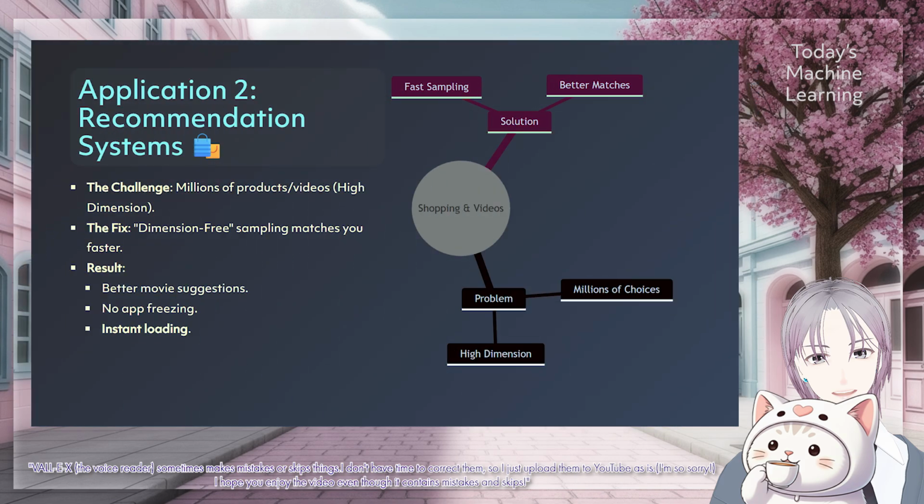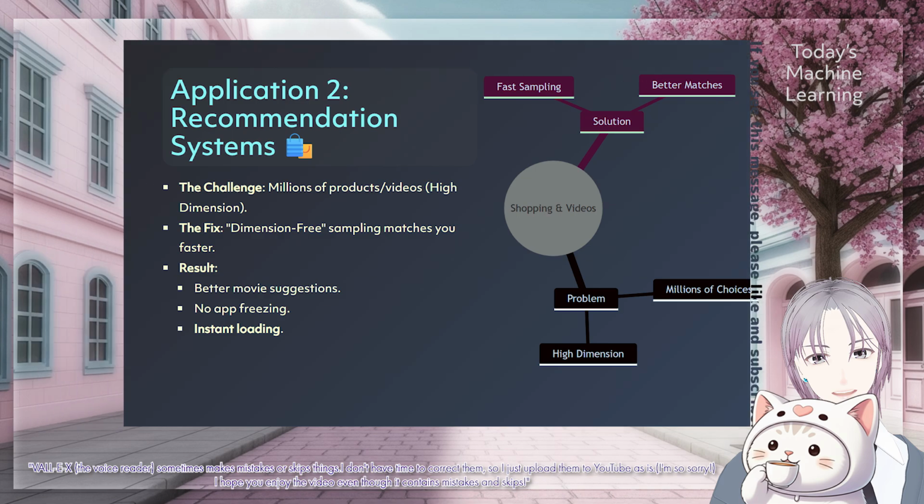Second, think about recommendation systems. When you're shopping online or watching videos on a streaming site, the computer suggests things you might like, right? Behind the scenes, the computer is trying to sample from a huge list of possibilities to find the best match for you. This is a high-dimensional problem because there are millions of products and videos. This new dimension-free method could help these systems work much faster and more accurately, so you get better movie recommendations on Friday night, without the app freezing or taking forever to load.